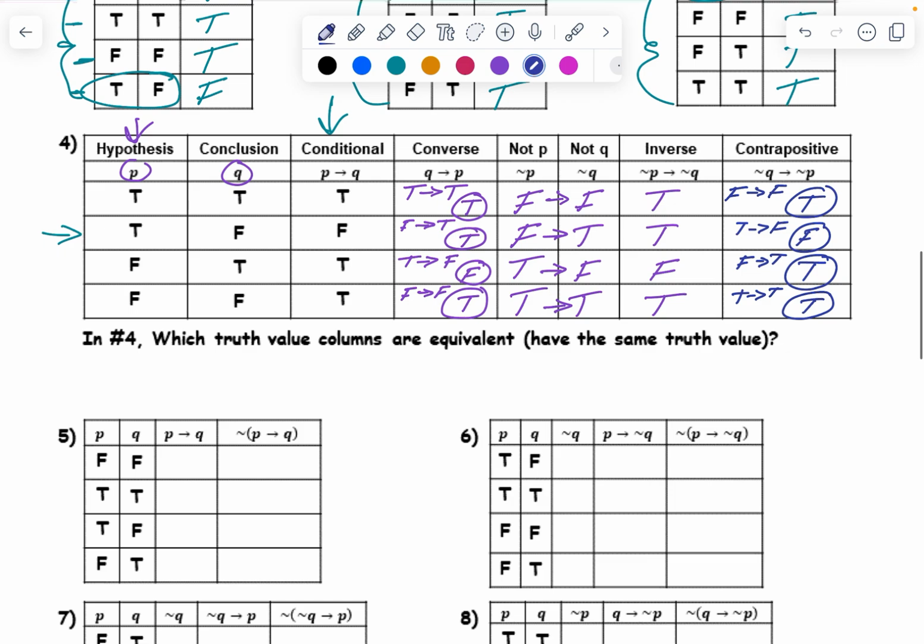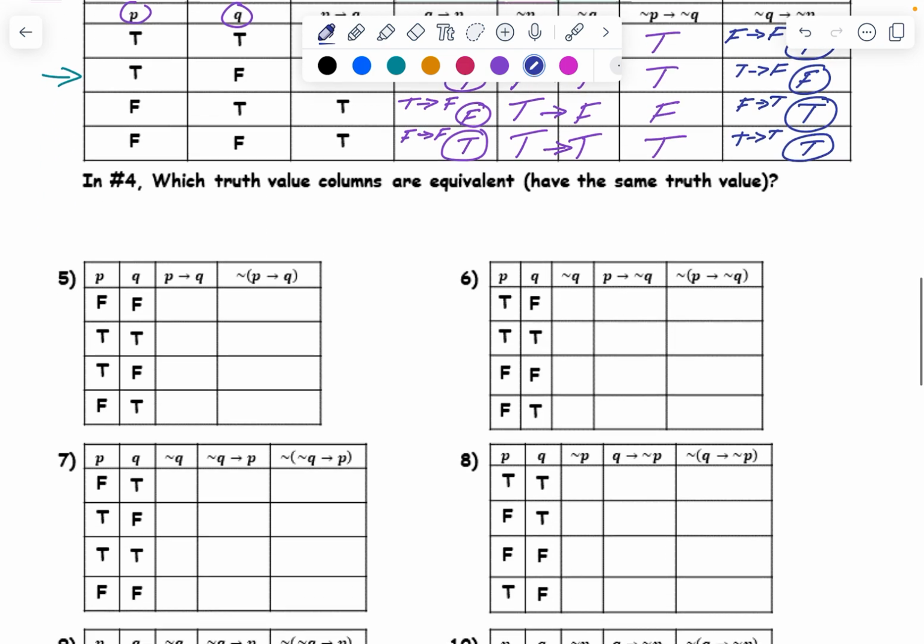One more example, and then you'll be doing the rest for homework. For number 5, we have our initial conditional statement. So if false, then false, true. If true, then true, true. If true, then false, false. If false, then true, true.